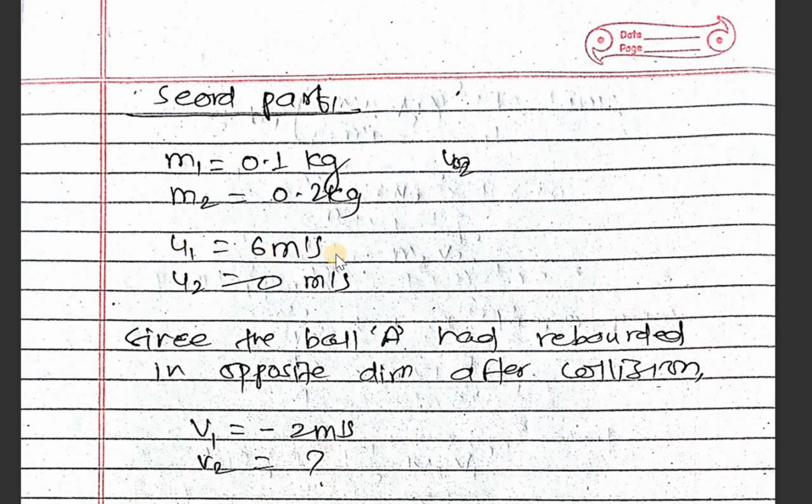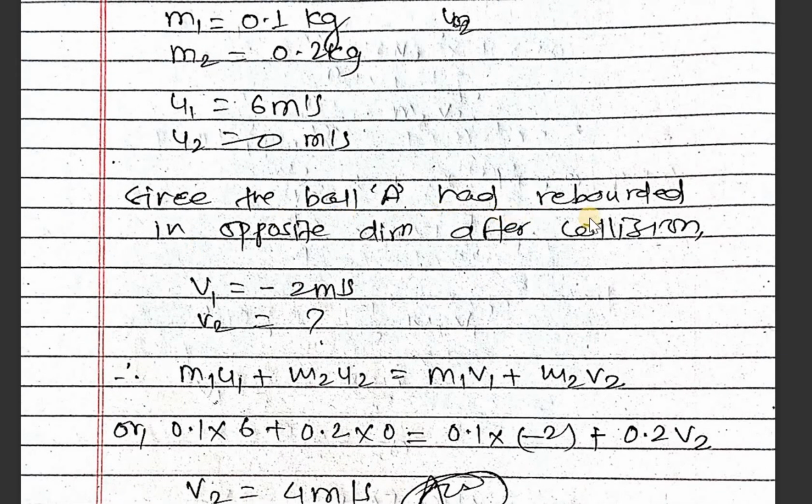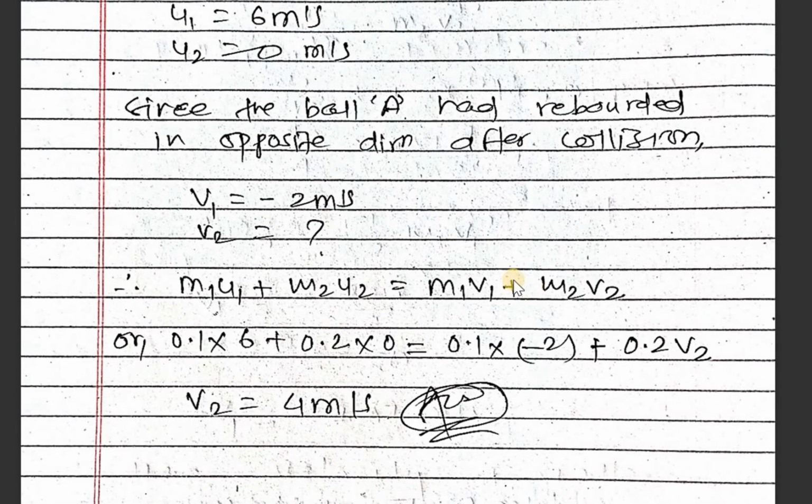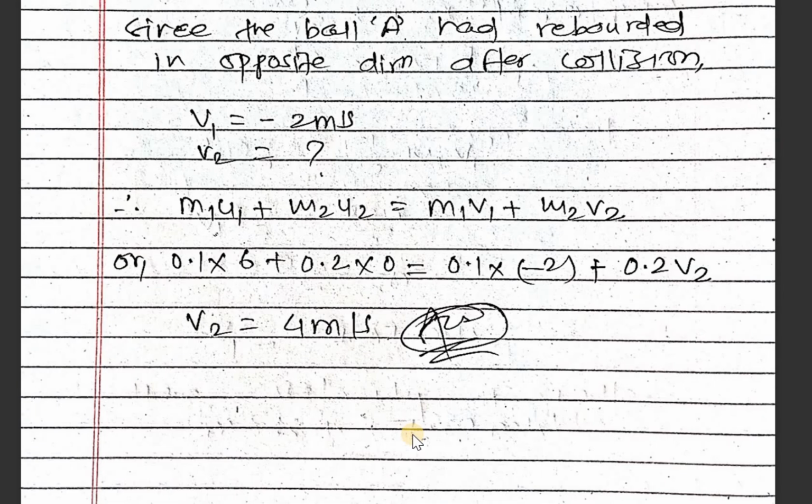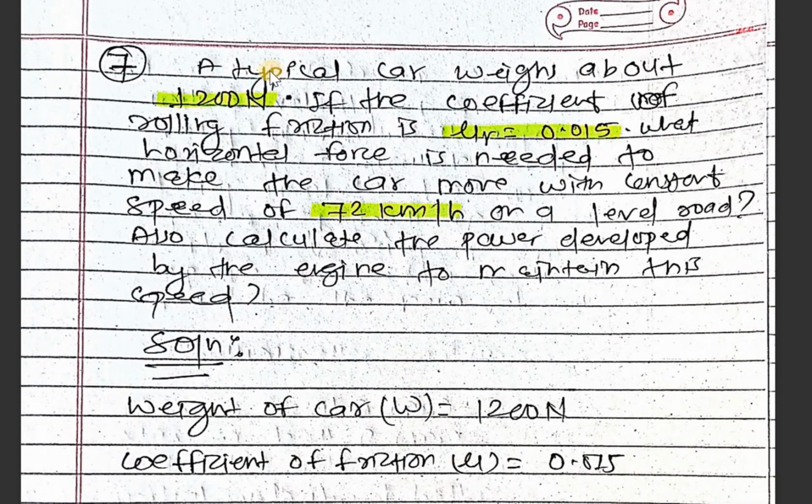This is the first part. And in the second part, m1 equal to 0.1, m2 equal to 0.2. Since ball A had rebounded in the opposite direction after collision, v1 equal to minus 2 meter per second and v2 equal to what? Again we have the principle of conservation of linear momentum. Then put all these values, we can get v2 equal to 4 meter per second.